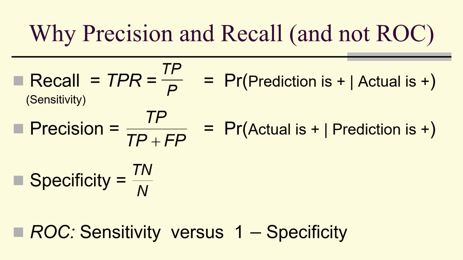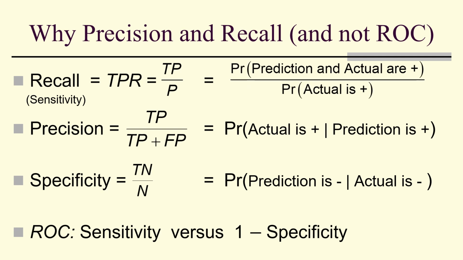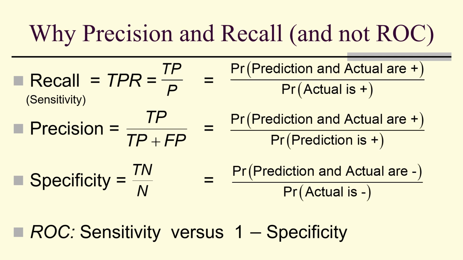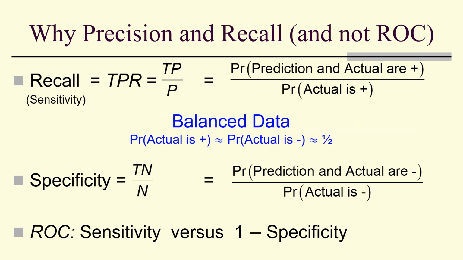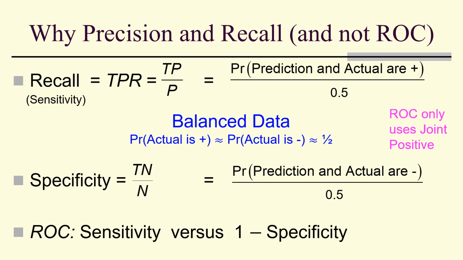Here is specificity, and remember the receiver operating characteristic was sensitivity versus 1 minus specificity. It is the probability that prediction is negative given that the actual is negative. As fractions, given the definition of conditional probability, we have these three. If we have balanced data, the probability that the actual is positive is about the same as the probability that the actual is negative, and they're both about 1/2. And so notice that we're comparing these two joint probabilities when we're looking at the receiver operating characteristic.